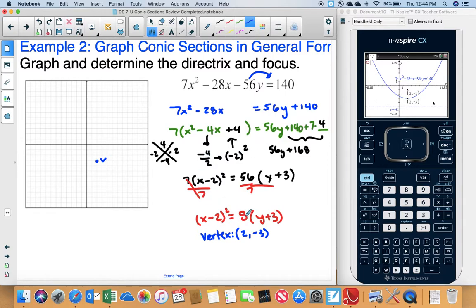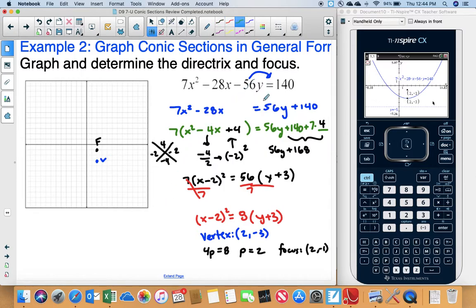If I wanted to find my focus, 4p is 8. Since 4p equals 8, and that's all in the formula chart if you want to look at it, then p would equal 2 when you divide. So the focus is 2 units, and since it's next to the y, I'll go 2 units up. That's my focus. So that means my focus is (2, -1), which is what we wanted there, the focus.